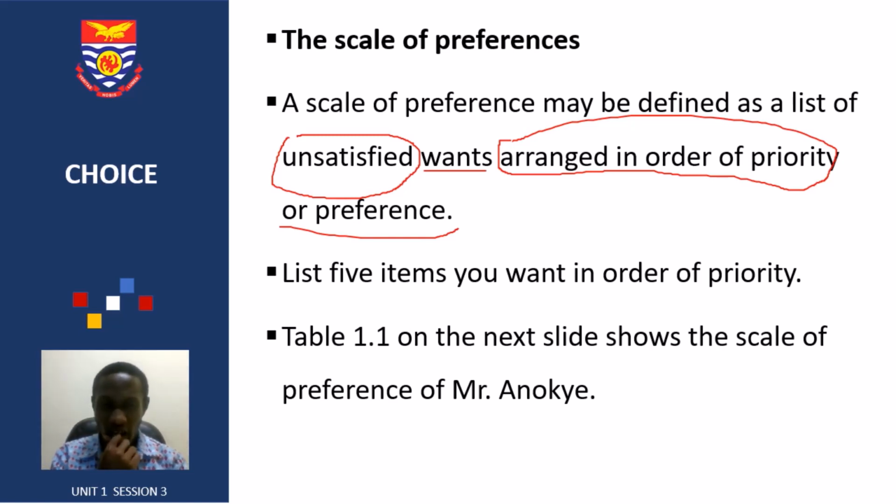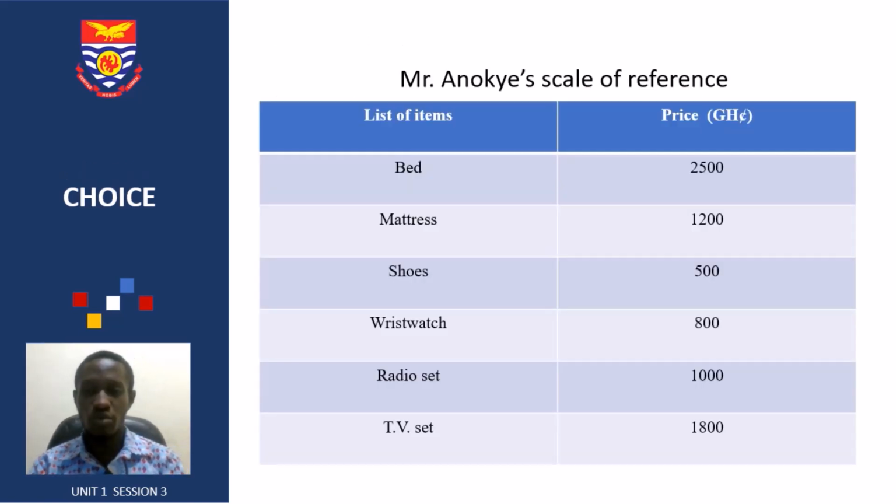Okay, great. So now let's look at table 1.1. When we go to the next slide, you'll see a table that shows the scale of preference of Mr. Anochi. We are assuming that Mr. Anochi earns 5,000 Ghana cedis per month and is going to share it across his needs. He is looking at only buying a bed, mattress, a pair of shoes, a watch for the month, and other things. So Mr. Anochi wants to buy a bed, mattress, shoes, wristwatch, radio set, and then TV set.